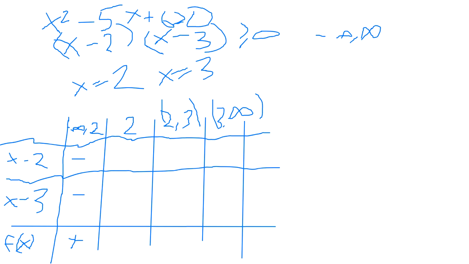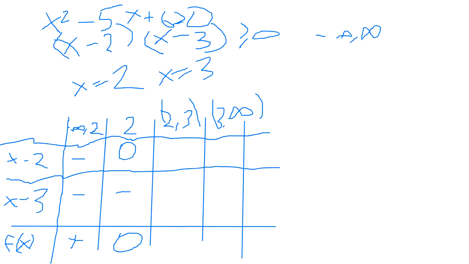And 2, if I put 2 here, will I have a positive or negative or a 0? 0. Good. If I put 2 here, will I have a negative, positive, or a 0? Negative times 0 will give me what? Any number times 0 is 0. Okay, then between 2 and 3, we can pick a number like 2.5.